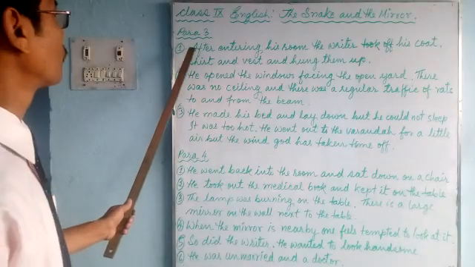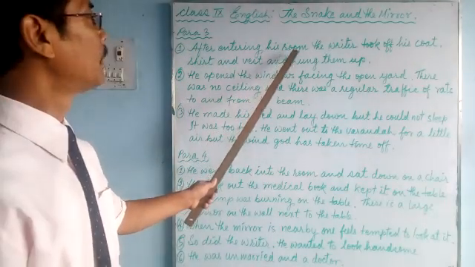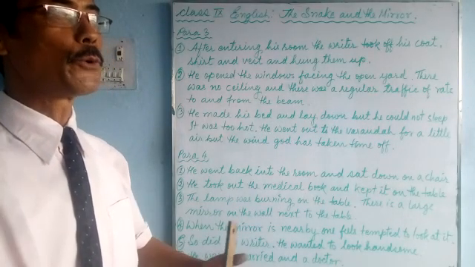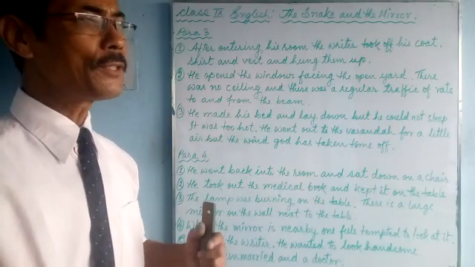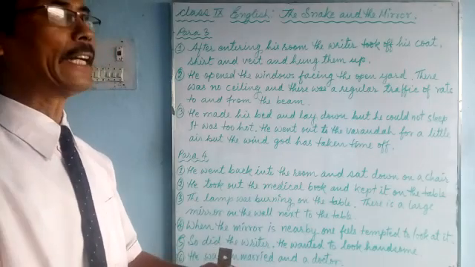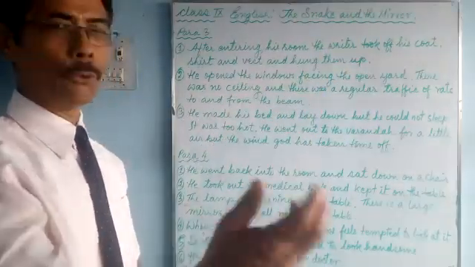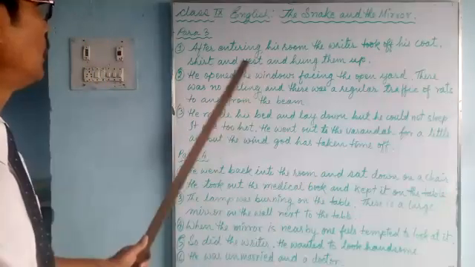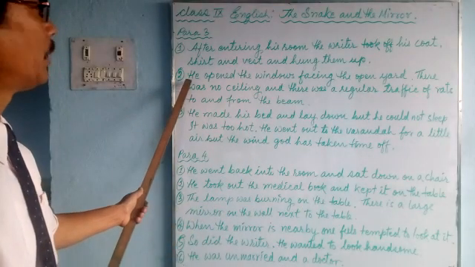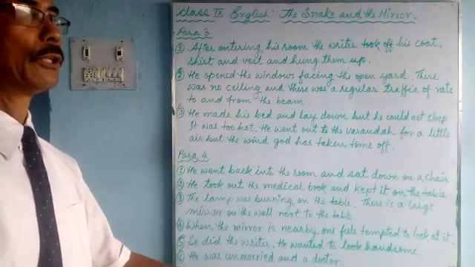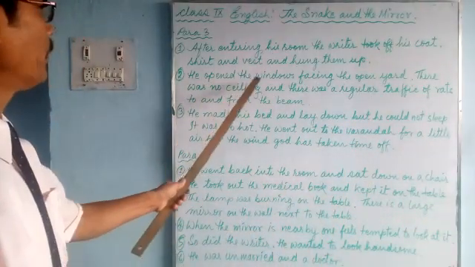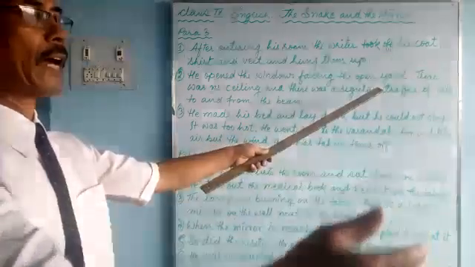Paragraph 3. After entering his room, the writer took off his coat, his white shirt, not very white, and a vest. He hung them up on the peg on the wall. Number 2, he opened the windows. There were 2 windows, facing the courtyard outside, and he opened them.